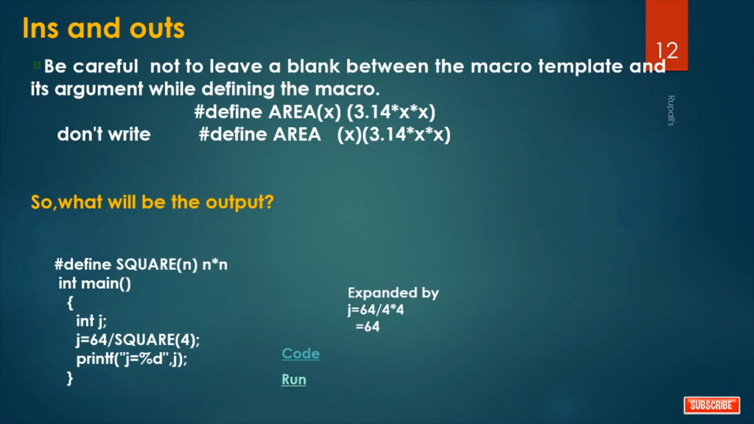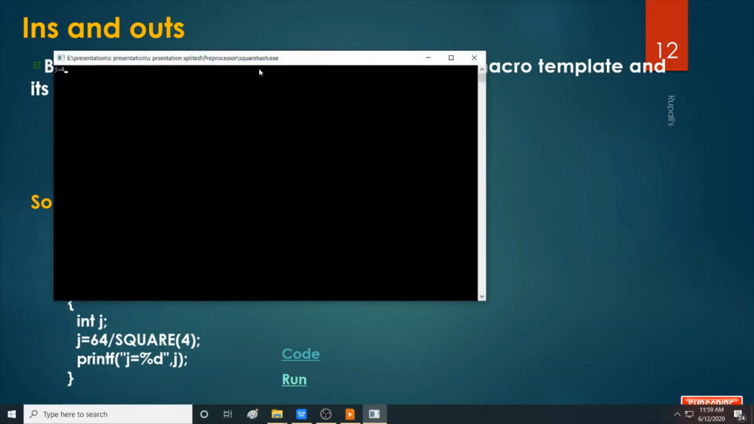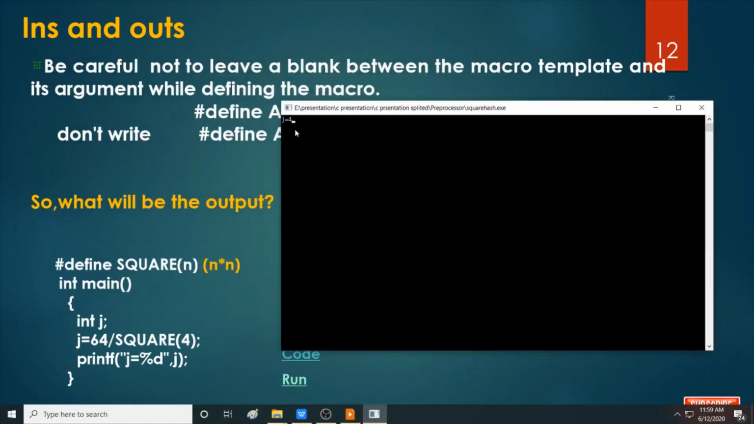So for getting the exact result, you have to give brackets there. If I write (n) * (n), then first it will be replaced by within bracket 4 * 4, it is 16. So 64 by 16, it is 4. So now when we run the program, we get the value 4 here.